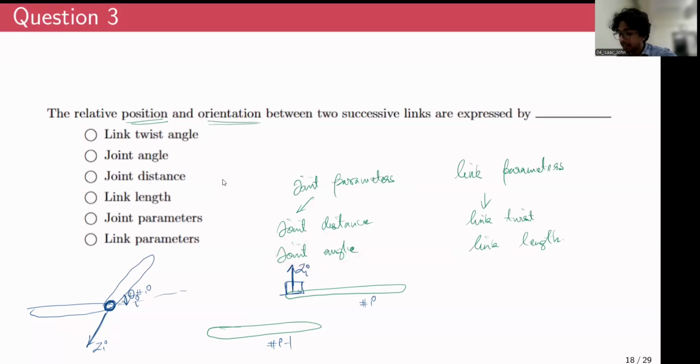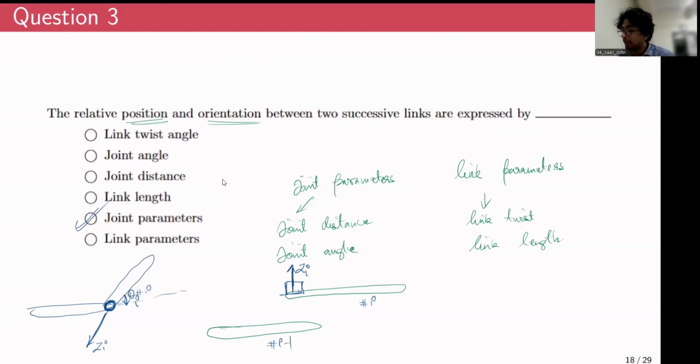I hope you can see that, the relative orientation between two links is given by joint angle, and the relative position between the two links is given by the joint distance. So in that regard, the relative position and relative orientation between two successive links are expressed by joint parameters. Yes, joint parameters.